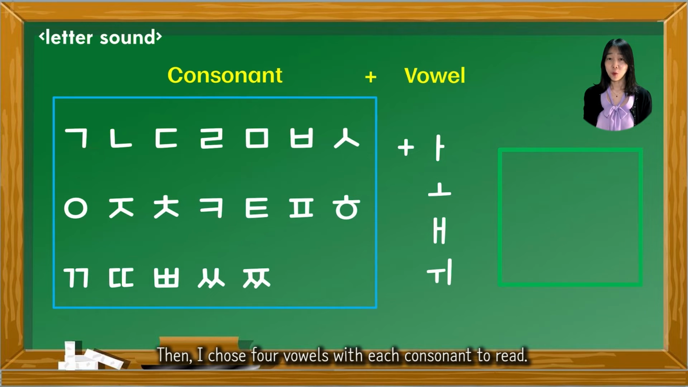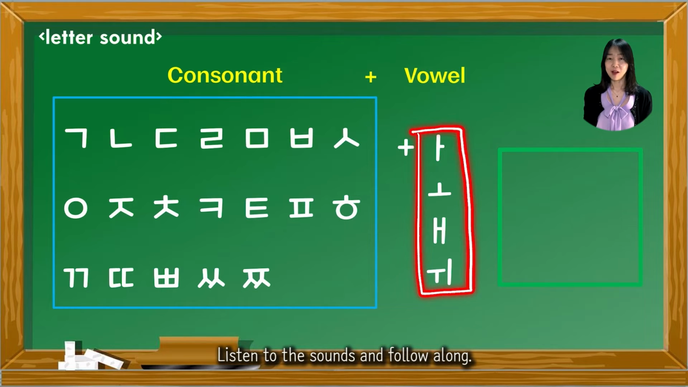Then I chose 4 vowels with each consonant to read. Listen to the sounds and follow along.